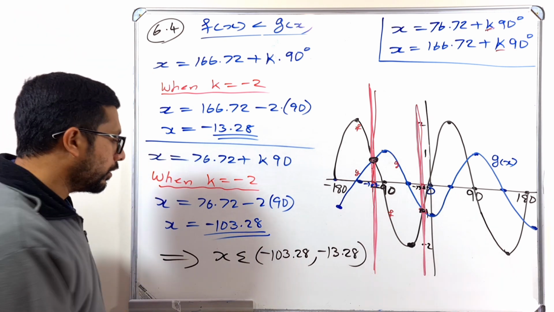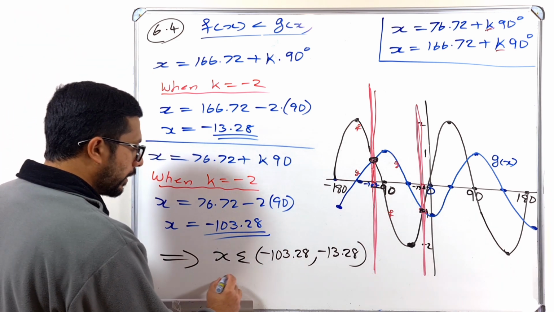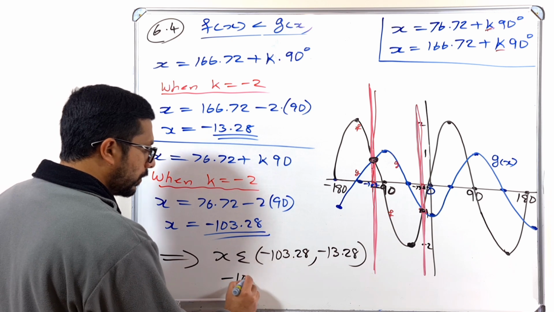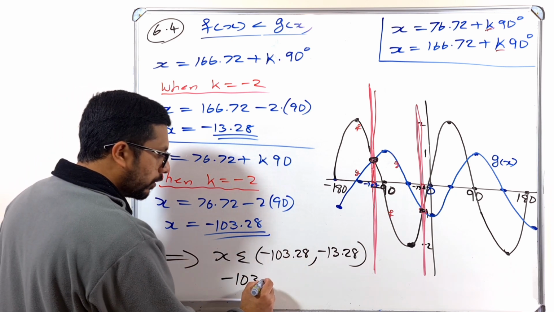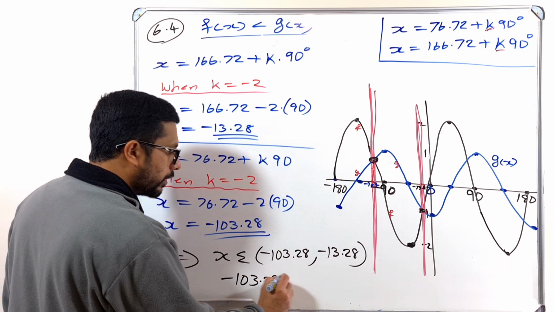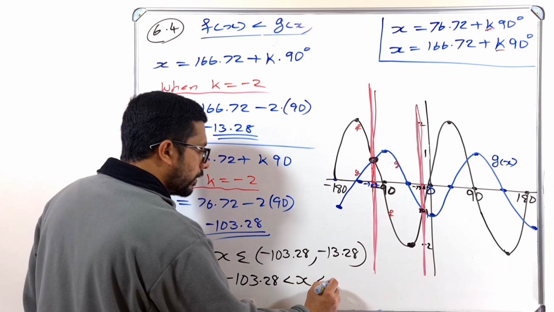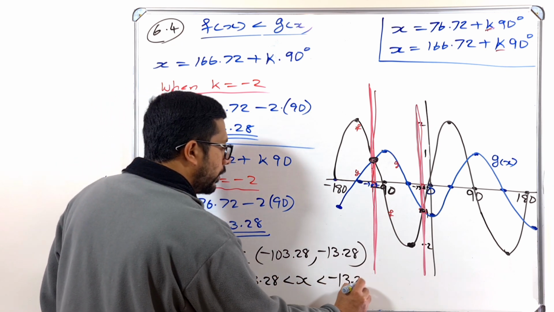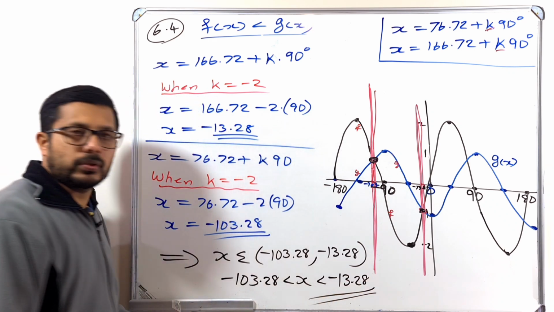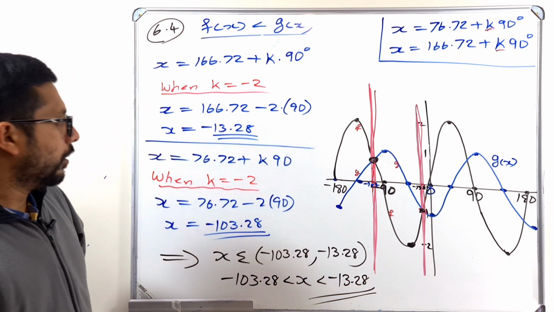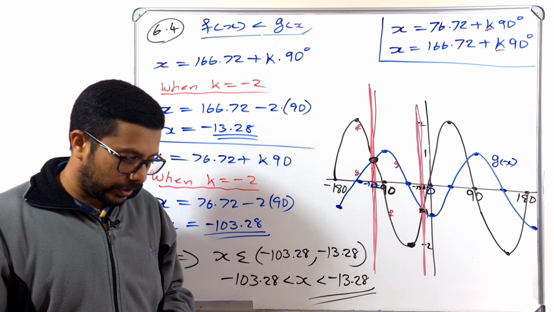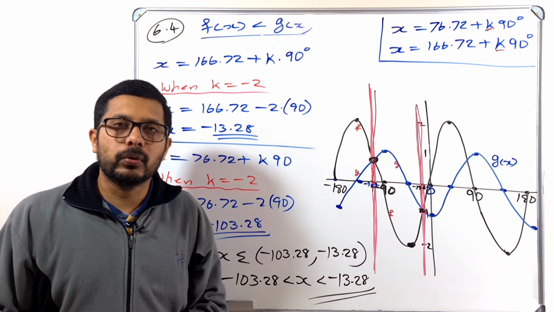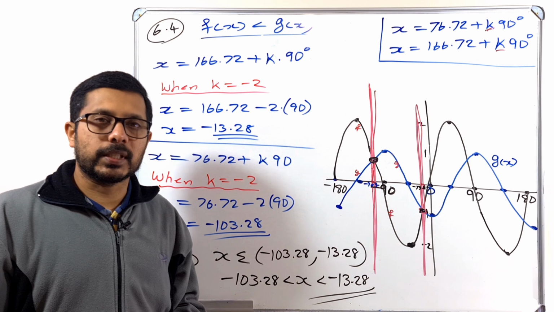Okay, or some schools you practice like this, it's the same thing. Either you can write it like this, or minus 103.28 less than x less than minus 13.28. You can write it like that also, it's the same thing. Okay, so that is question number 6.4, the last question in question number 6. Now let's move to the next question, question number 7.